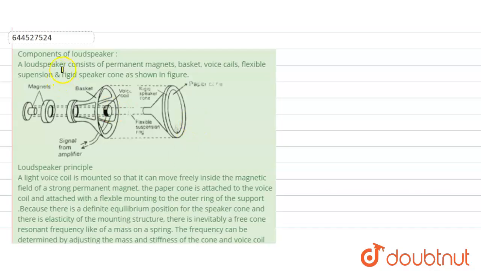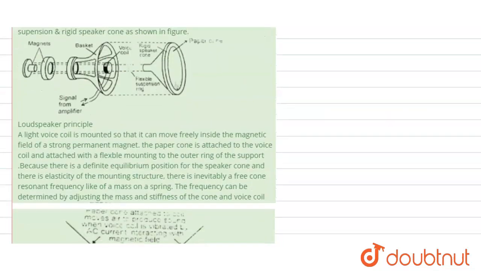Hello everyone, let us start with our question. In this question, we have been given the components of the loudspeaker. Now in the loudspeaker, we will have a permanent magnet, then a basket, voice coil, and flexible suspension, rigid speaker. So these are the components which have been shown. This is the magnet, then we have the basket, voice coil, and then a rigid speaker, and then there would be a flexible mug.